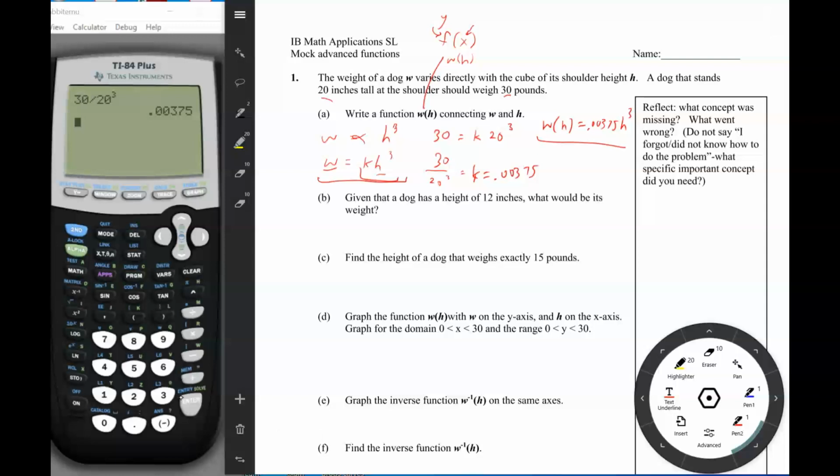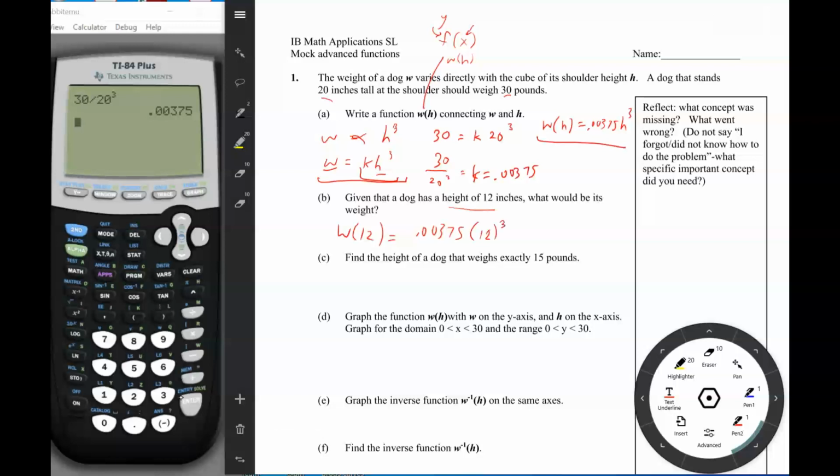Given that a dog has a height of 12 inches, what would be its weight? Okay, so this, remember, is the input, so all I need to do is put 12 in for h. So I could put w of 12, for example, and then I put my k value, which is 0.00375, and I'm going to multiply it times h cubed, so that would be 12 cubed.